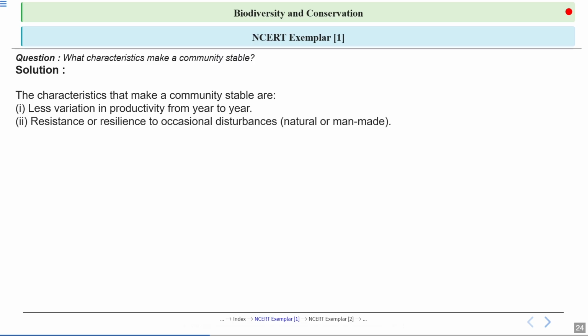Second one is resistance or resilience to occasional disturbances. This refers to an ecosystem's ability to withstand or recover from temporary disruptions caused by natural events like storms or even human activities like pollution. The third one is resistance to invasions by alien species. This refers to the ability of a native ecosystem to resist or recover from the harmful effects of non-native species that are introduced into it. Now, alien species, also known as invasive species, can disrupt the balance of an ecosystem by outcompeting native species for resources, altering habitats, or introducing new diseases.